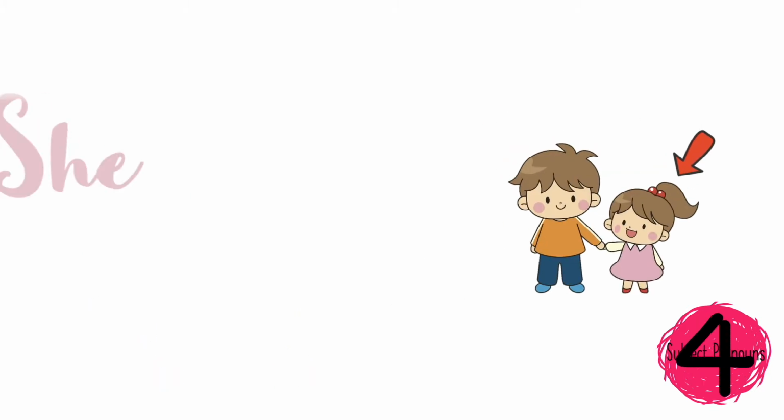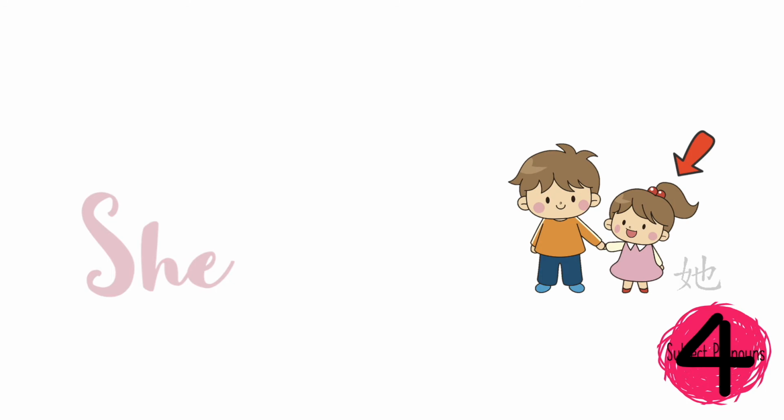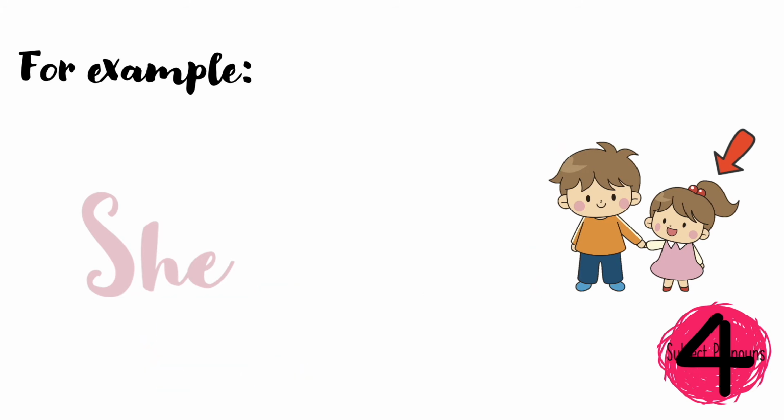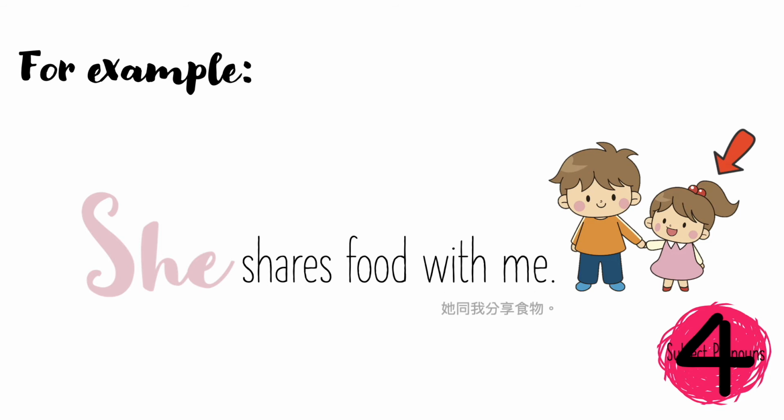Number 4, if you want to talk about a female, a girl, or a woman, you use she. For example, she is my sister. Is the main verb. She is the subject. Another example, she shares food with me. Shares is the main verb here. It is an action verb. Who is doing this action? She is. She is the subject.